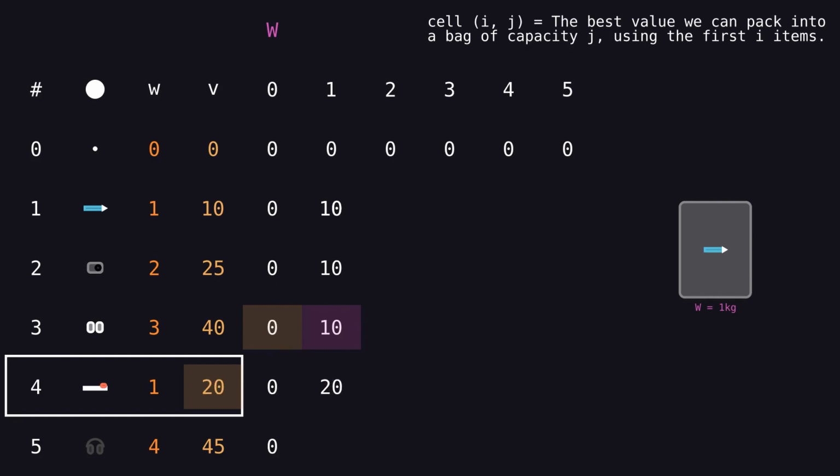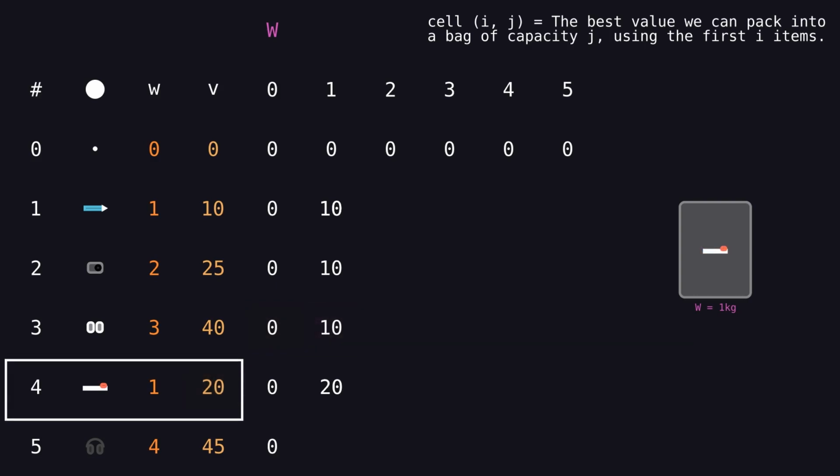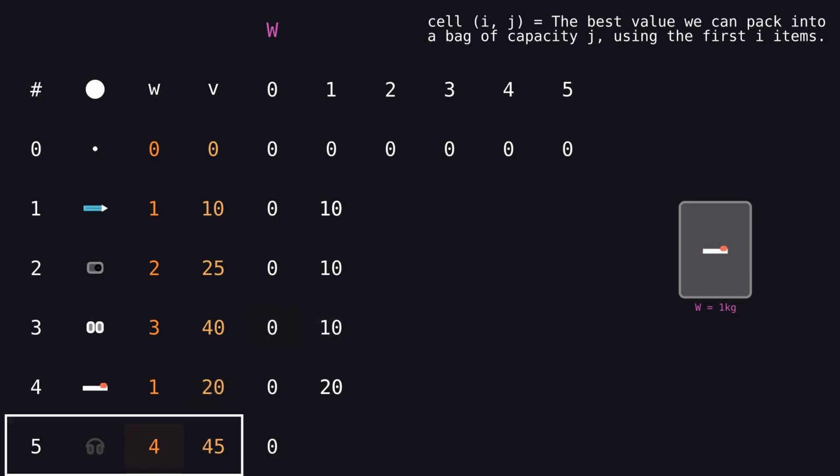The optimal value we can get by considering the first 4 items is now 20. The next item, the headphones, is 4 kilos. It is too heavy for our 1 kilo bag, so we skip it and keep the previous best solution of 20. 20 is the overall best possible solution for a 1 kilo capacity bag, achieved by packing the toothbrush.